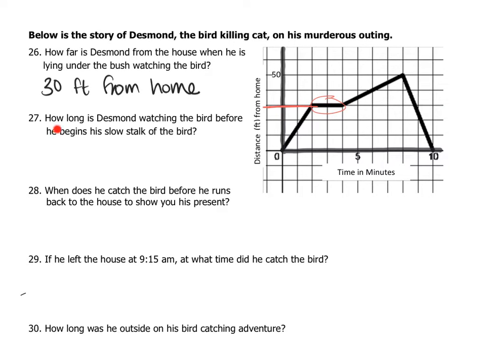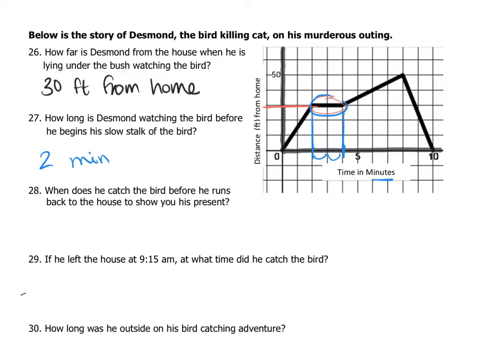And then it says, how long, so time, how long is Desmond watching the bird before he begins to slowly stalk the bird? Again, we're looking at this part of time, but now we're looking down here. So how much time has passed in this little blue portion? 2 minutes. It looks like 2 minutes he's standing still.